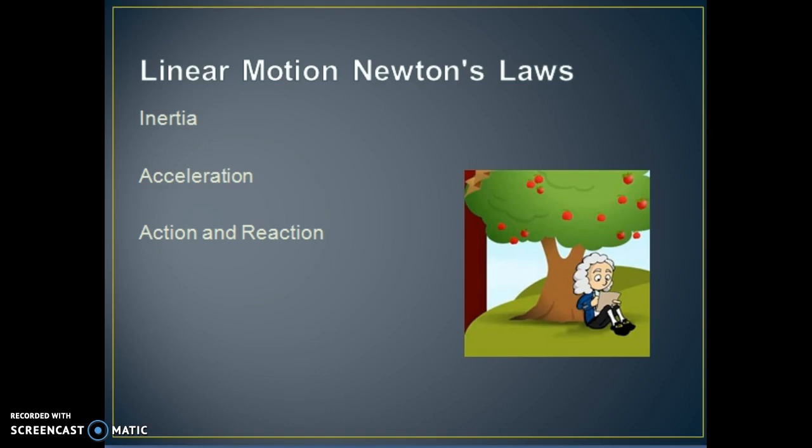So, linear motion with Newton's laws, there are three. There are inertia, acceleration, and action and reaction. And Newton discovered gravity when an apple fell on his head when he was sitting under a tree. But anyway, getting back to it. Newton discovered gravity. He then came up with three rules about motion.